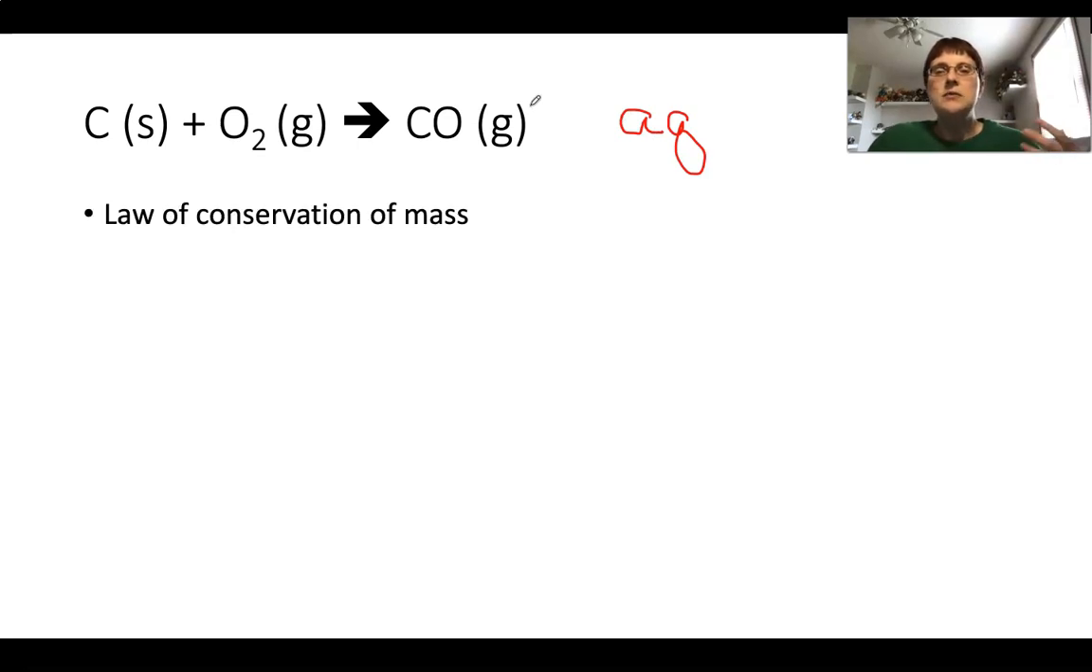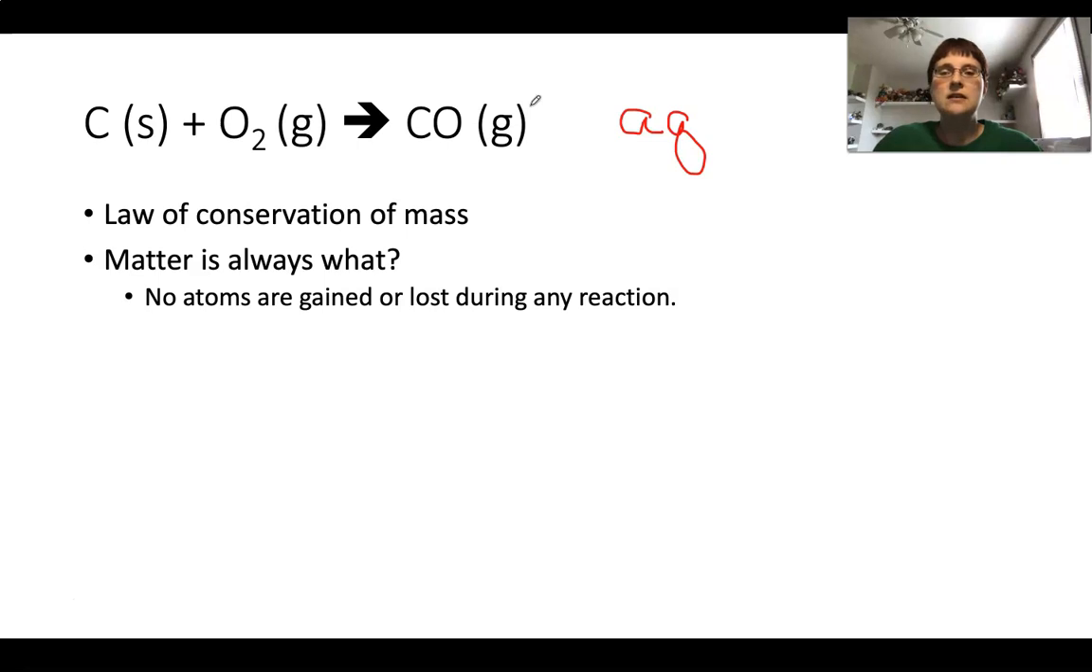Taking a look at this equation, we need to talk about the law of conservation of mass. The law of conservation of mass says that things can't be created or destroyed. It's kind of like the laws of thermodynamics: we can't create or destroy energy. Same thing for matter. Matter is always conserved. So you cannot gain or lose atoms in a reaction. They can't just disappear and they can't just appear.